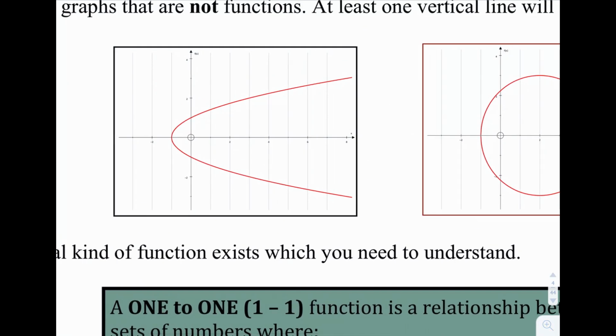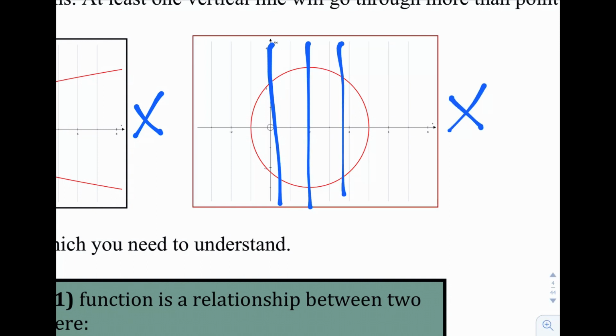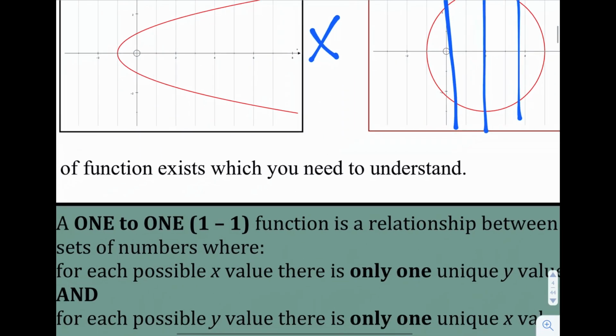Okay, let's look at this one here straight away. It fails the vertical line test. This is not a function because for that particular x value, in fact, x is equal to 0, you see that there's two y values. Similarly with a circle, there's lots of points here where for different x values, there are two y values, so that is not a function.